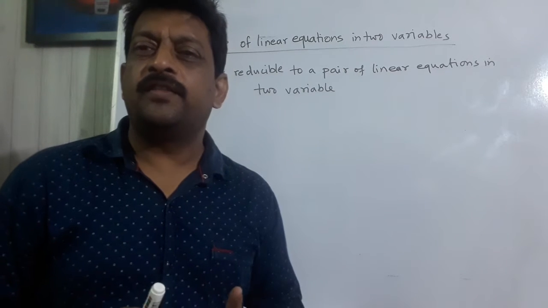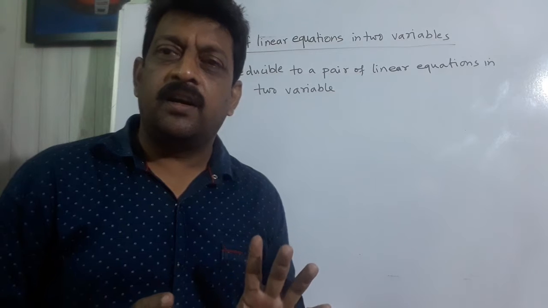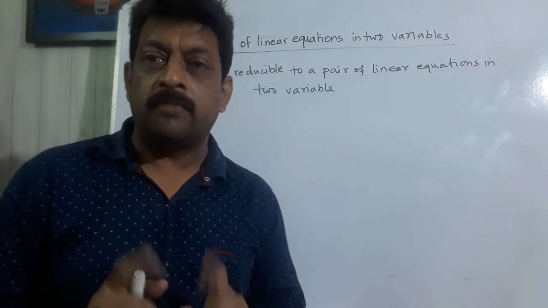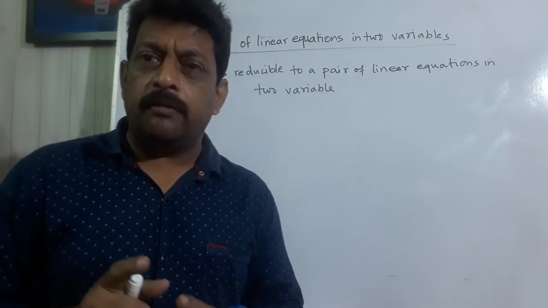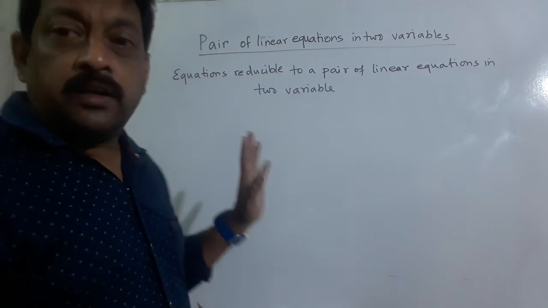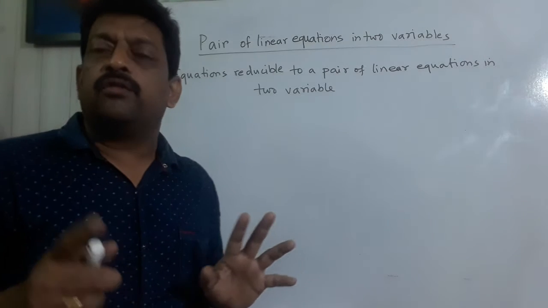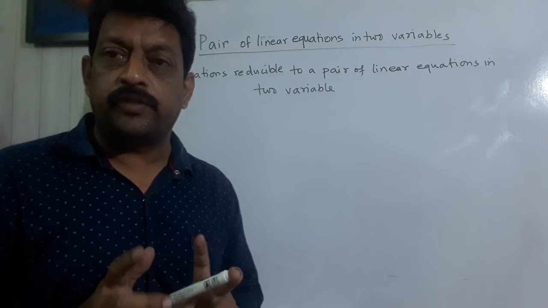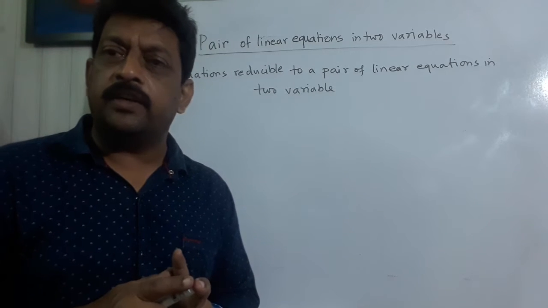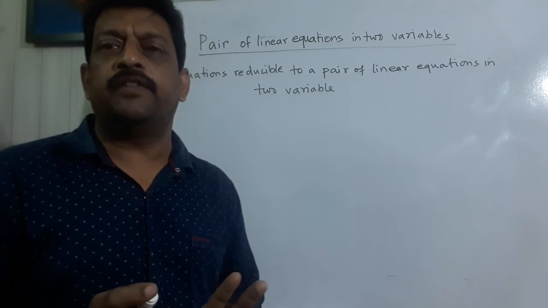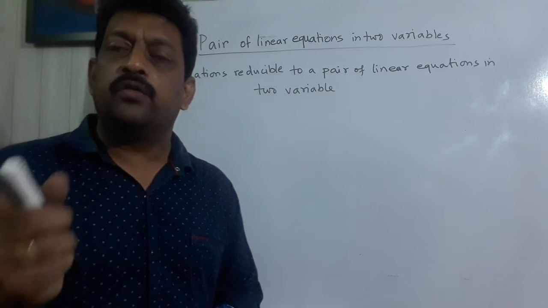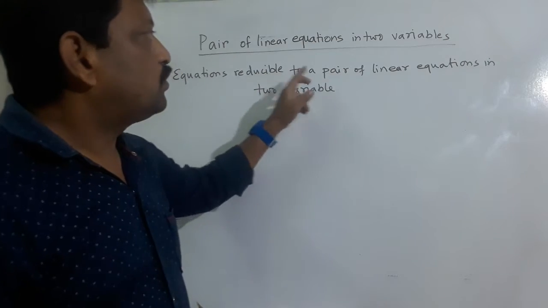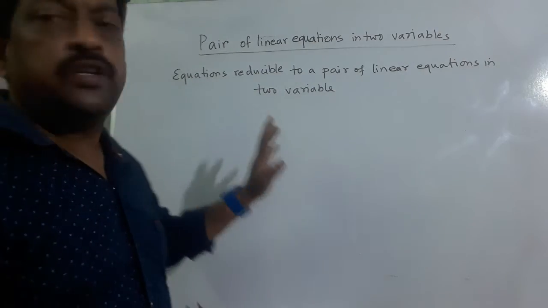As you all know, we were doing the chapter A Pair of Linear Equations in Two Variables from class 10 mathematics. Today I will show you another type of equation which is not in the form of a pair of linear equations in two variables. First we have to convert them into a pair of linear equations in two variables, then we can solve it. So, equations reducible to a pair of linear equations in two variables.